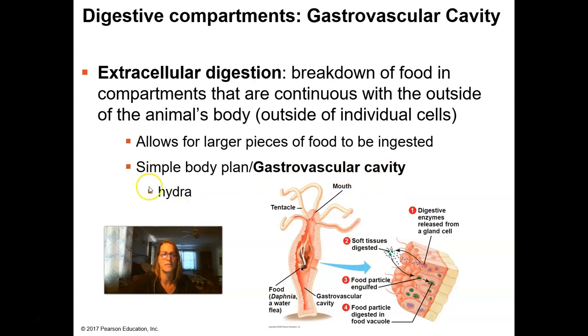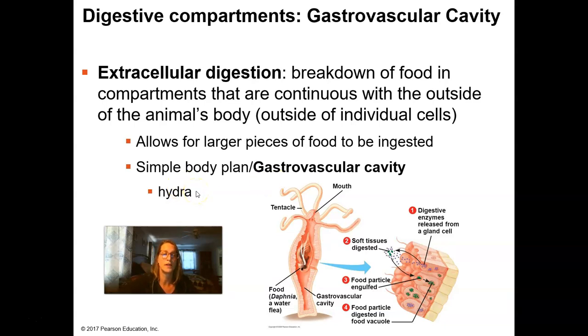Gastrovascular cavity. And it is for animals with a very simple body plan. It basically has one opening, and when it has one opening, that essentially states that the mouth and the anus are the same thing. So food comes in the same opening as waste leaves.